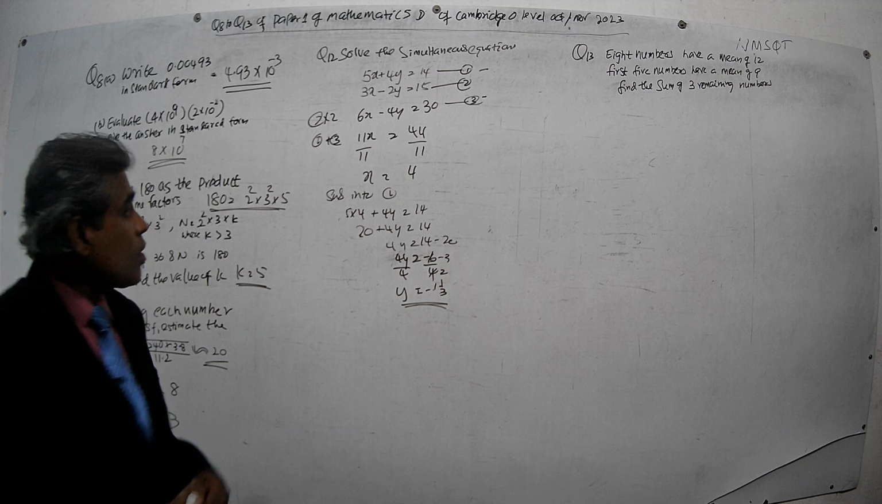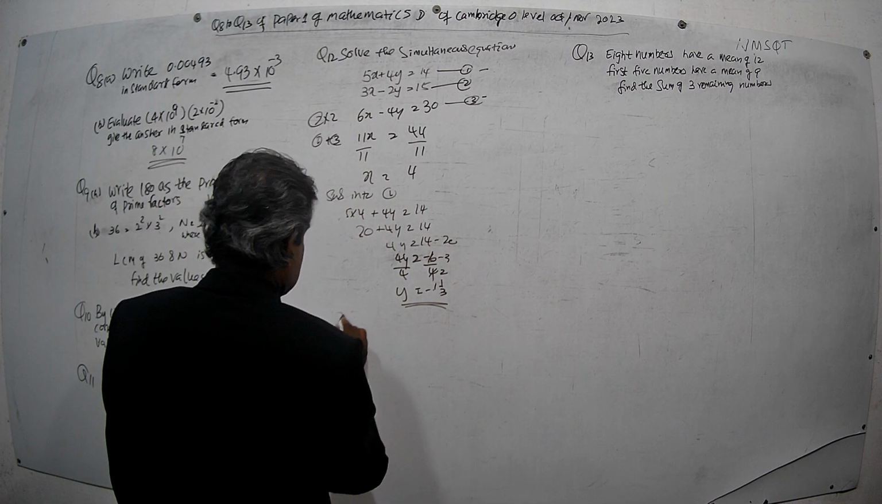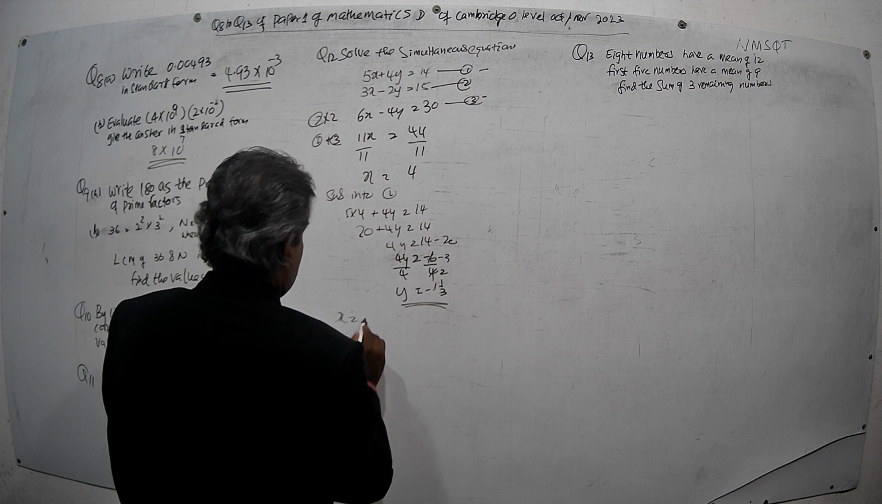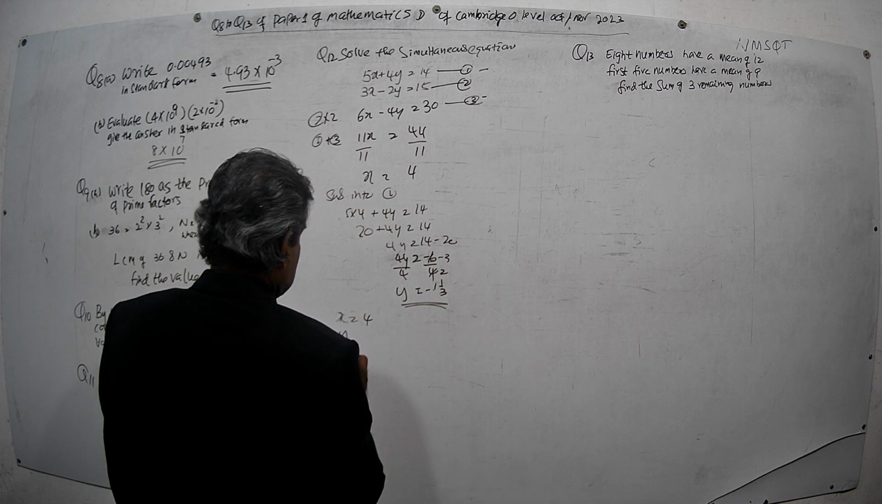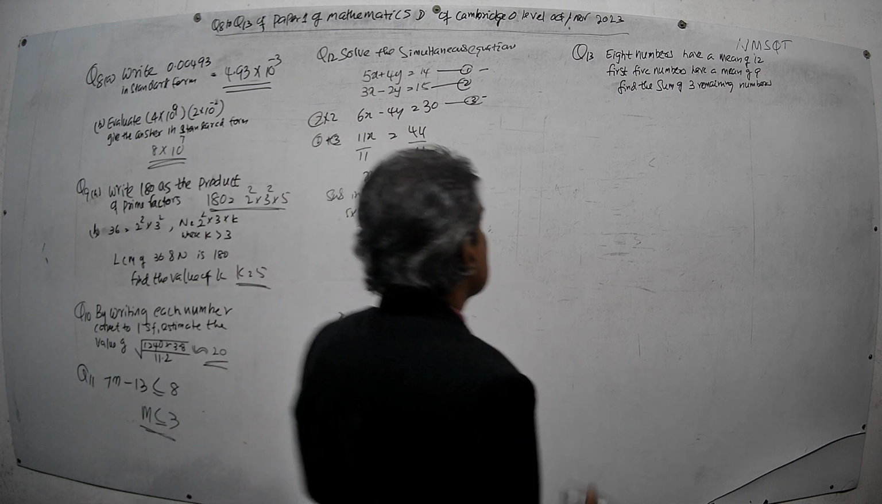Here you can write x equals 4 and y equals how much? Minus 1 1/3. Okay. Then come to the 8th one.